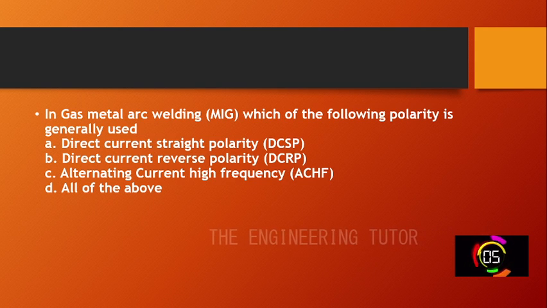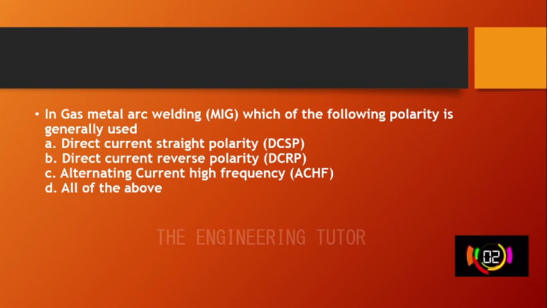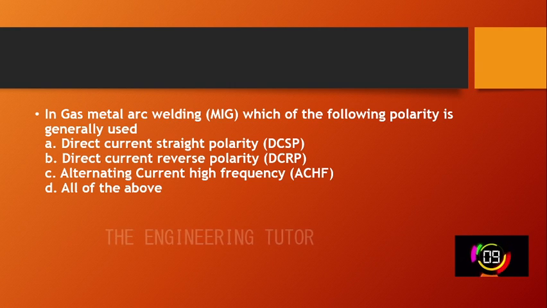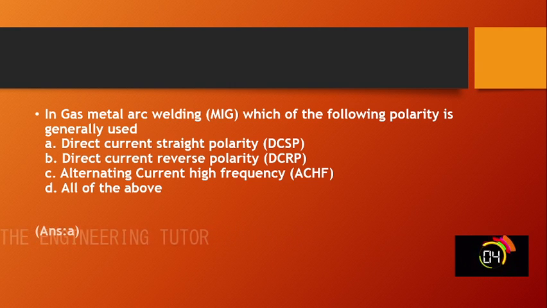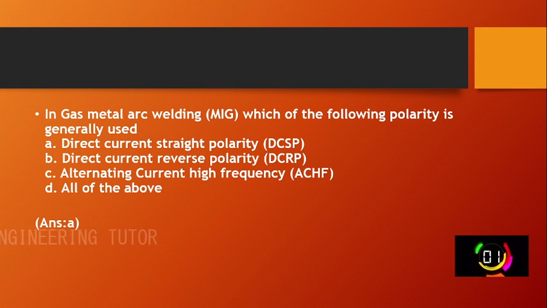In gas metal arc welding, MIG welding, which of the following polarities is generally used? We have already discussed in TIG welding what polarities we are using. In MIG welding we are using direct current straight polarity. In TIG welding we are using all three polarities, but in MIG welding we are using direct current straight polarity.